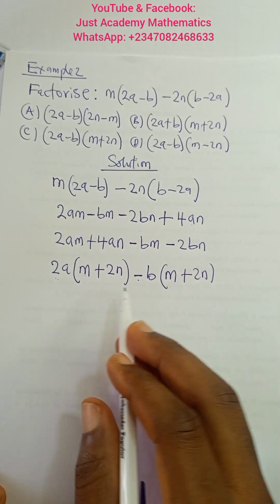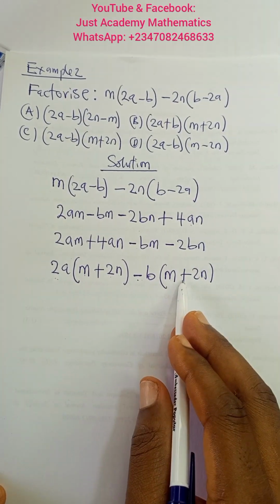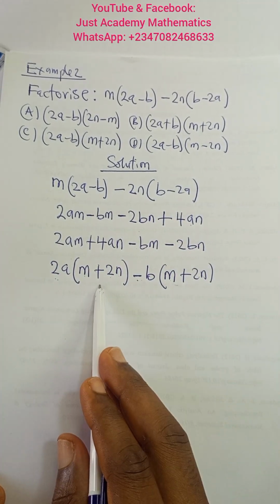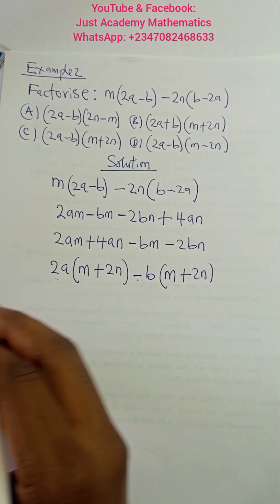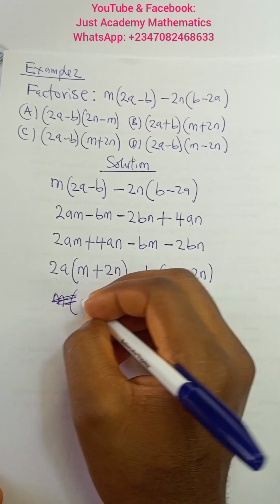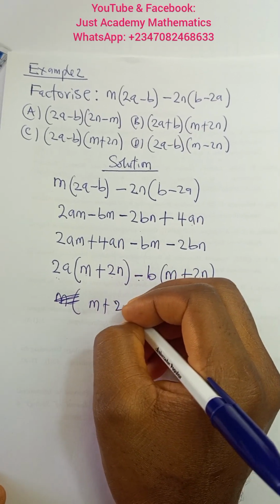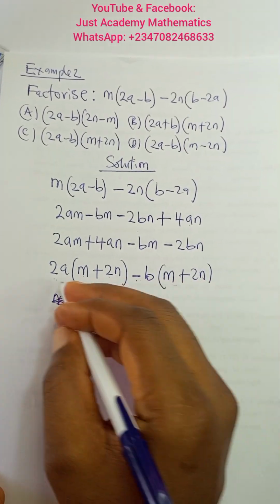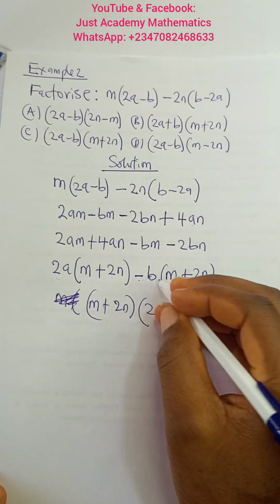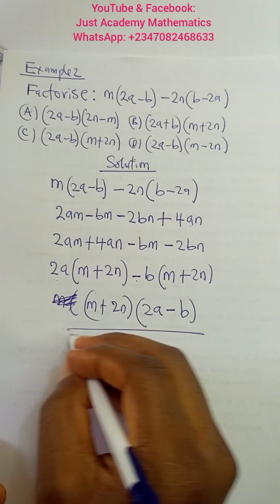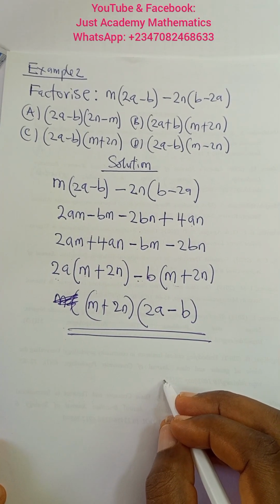So it's correct. Notice that the two brackets are now the same, unlike this one here. The two brackets are the same. Since the two brackets are the same, we factor out one of them, which is m plus 2n. If m plus 2n is outside, what will remain here? It will remain 2a. What will remain here? It will remain minus b. So this is the answer.